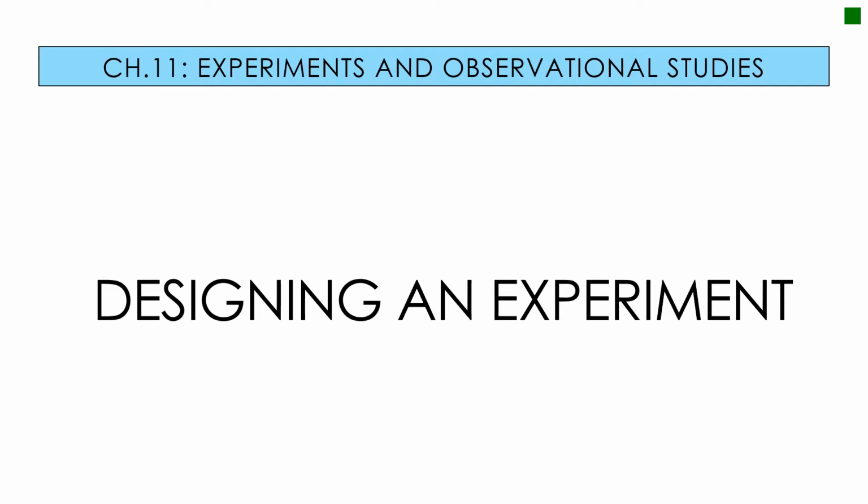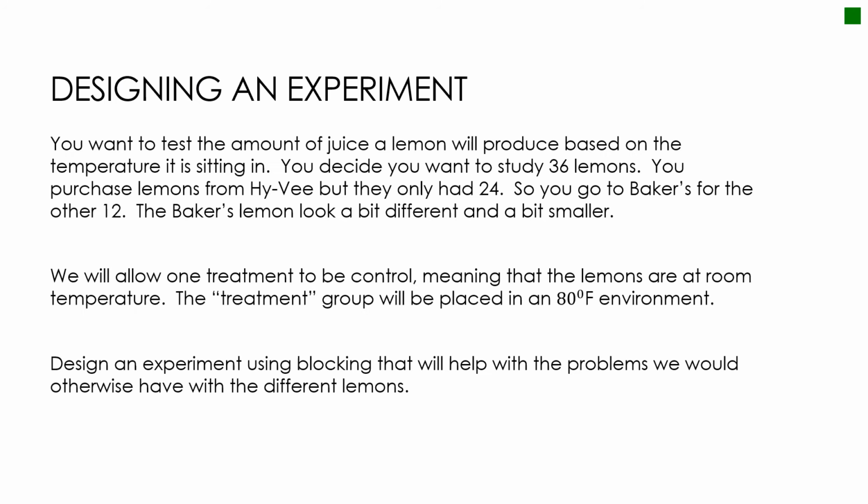So I've hopefully showed you all of the different parts of an experiment. I've showed you what the factors are, factor levels, etc. The only thing we haven't looked at is the actual experimental design, which is what we will look at now. So I'm back to my lemons.